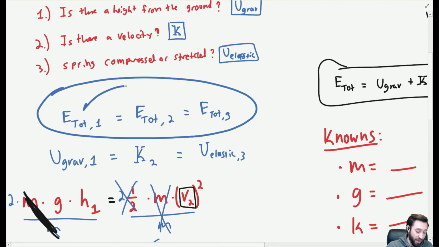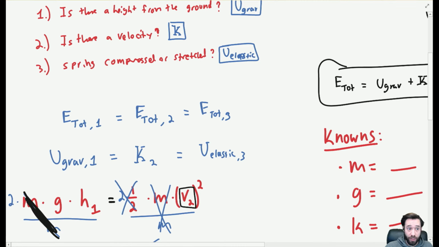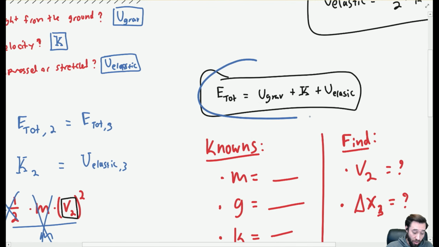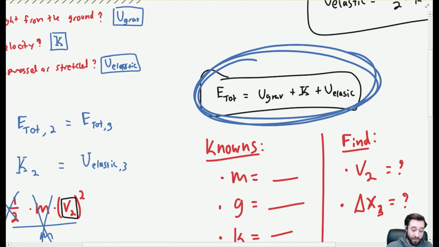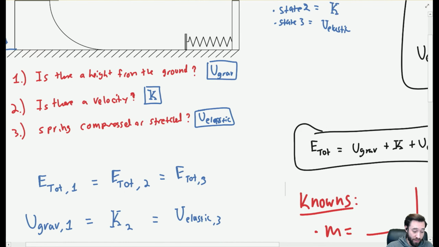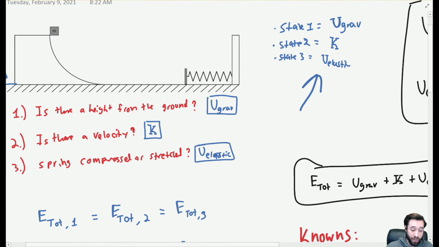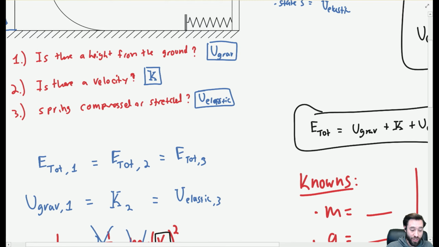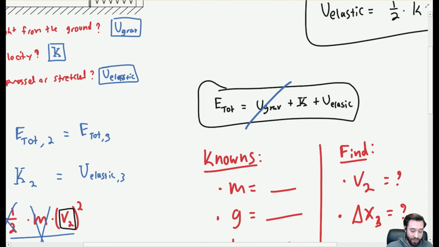The energy at state 1 is equal to the energy at state 2, which is also equal to the energy at state 3. So E total 1 equals E total 3, and so on. The only energy present at state 1 is gravitational. At state 2, it's kinetic. At state 3, it's elastic. Instead of having to write all of this for each state, answering these questions and figuring out which energies are present helps us cancel out particular energies.